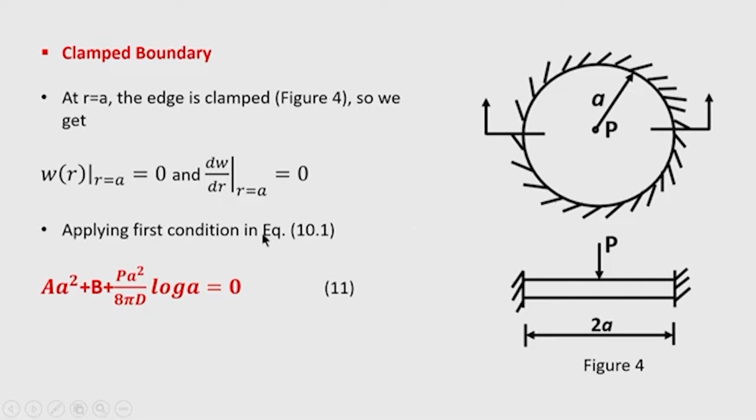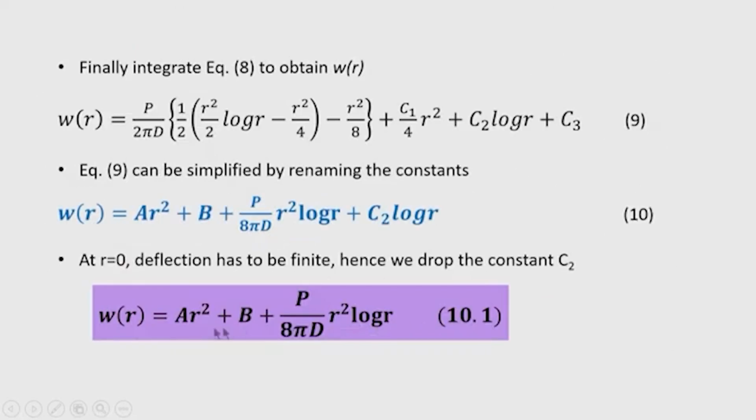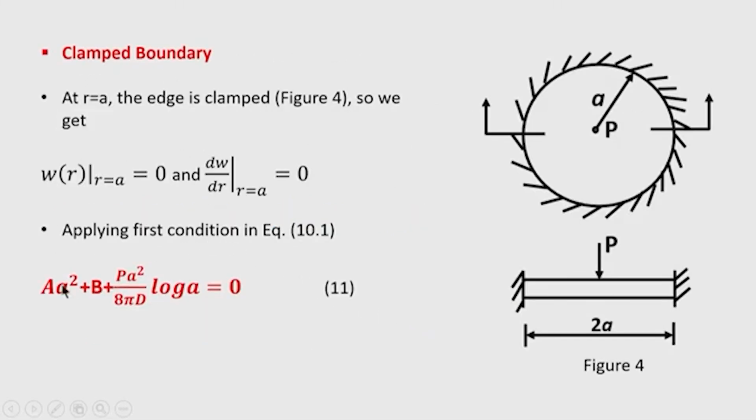Now, applying the first condition in equation 10.1, what is 10.1? Let us see this 10.1. If I put r equal to a, then W a equal to 0. So, A a square plus B plus P by 8 pi D a square log a equal to 0. So, this we get here A a square plus B plus P a square by 8 pi D log a. So, this is the first equation for finding the constants of integration A and B.